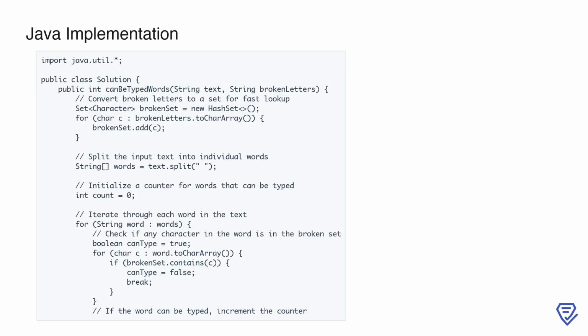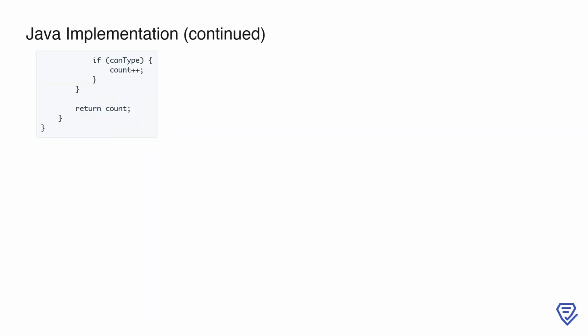Finally, we use a for loop to iterate over each word in the text. For each word, we assume it can be typed, setting a Boolean variable canType to true. Then, we check each character in the word to see if it exists in the broken set. If we find a match, the word cannot be typed, so we set canType to false and exit the loop for that word. If, after checking all the characters in a word, the canType variable remains true, we know the word can be typed without using any broken keys. In this case, we increment the count variable. Once we've processed all the words in the input text, we return the value of count, which represents the total number of words that can be typed.